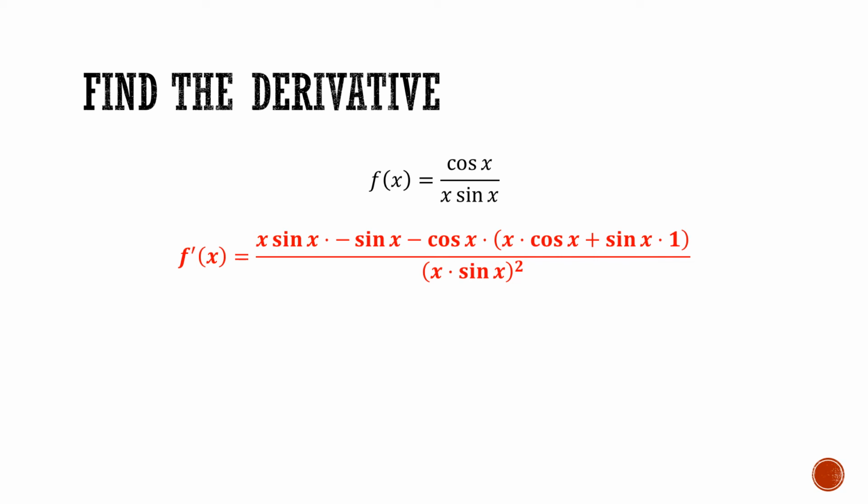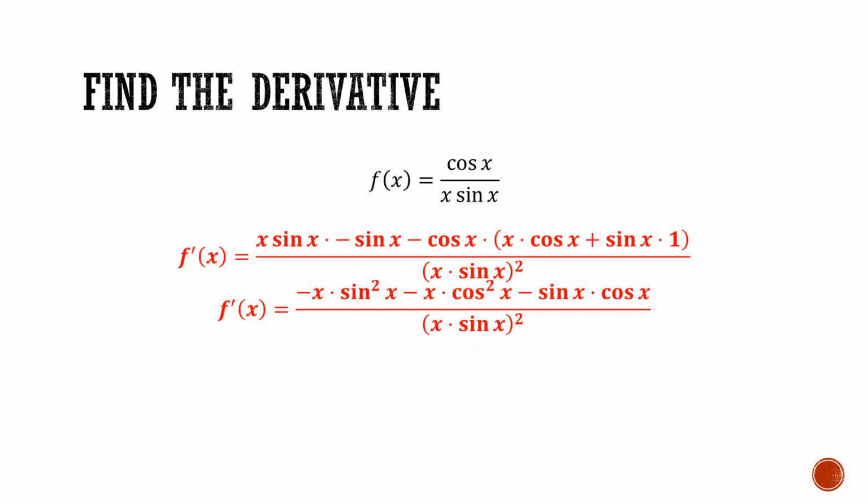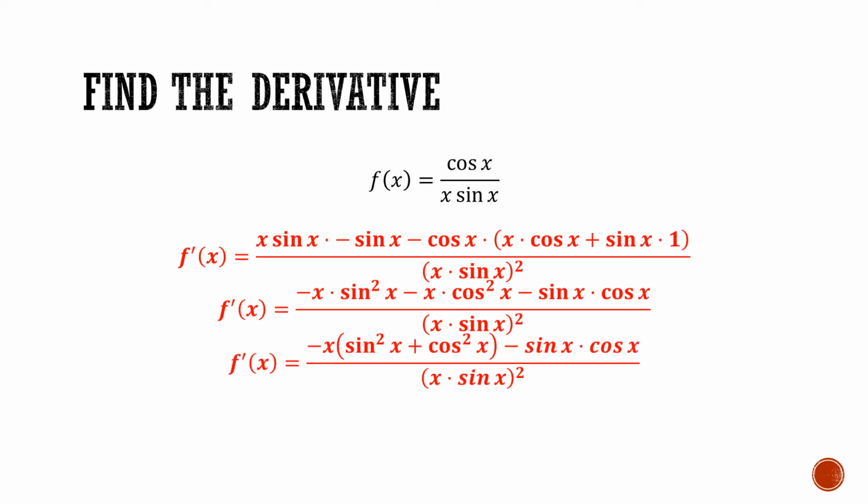From there, I'm just going to start simplifying. So I'm going to distribute, I'm going to add like terms. I get negative x sine squared x minus x cosine squared x minus sine x cosine x. Again, I think I could simplify this a little bit more by factoring out negative x in my numerator for my first two terms. So I get negative x times sine squared plus cosine squared, minus sine x cosine x. Now using the Pythagorean identity, I know that sine squared plus cosine squared is 1, and I'm left with f prime of x equals negative x minus sine x times cosine x, over x sine x squared.